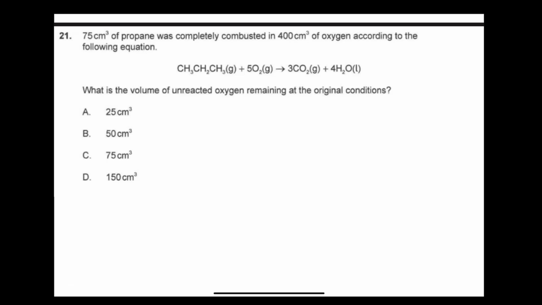Next, we have combustion of propane with oxygen. 75 centimeter cube of propane was completely burnt in 400 centimeter cube of oxygen. So I know all of the propane has burnt. So propane is the limiting reactant, oxygen is the excess reactant. Now I can use the volume ratio: volume of O2 reacted divided by volume of propane reacted, CH3CH2CH3. This would be 5:1.